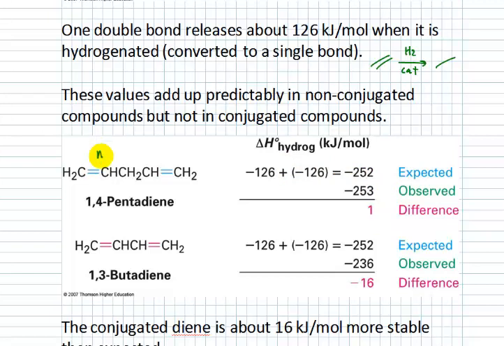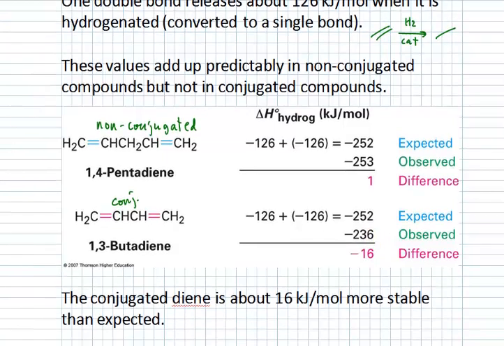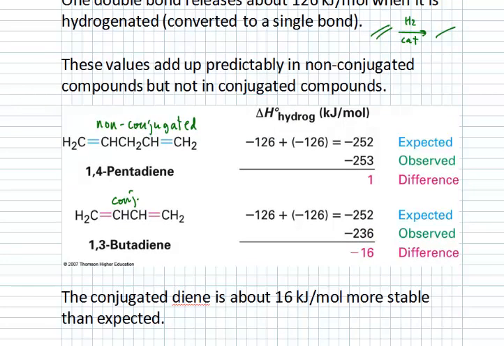For the non-conjugated compound, the conjugated compound, 1,3-butadiene, we would expect that same 252, but we actually get 236 back. So the compound is actually 16 kilojoules per mole more stable than we would expect, right? Being that we only get 236 out of it, the compound itself ends up being a good amount more stable. 16 kilojoules per mole is a significant amount.